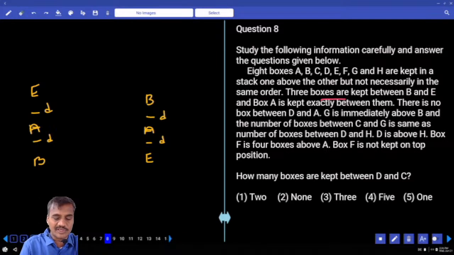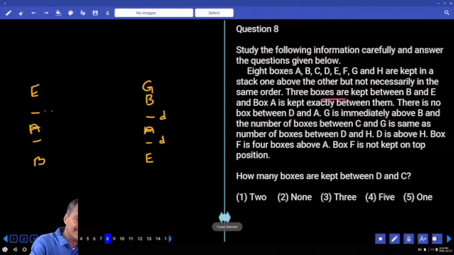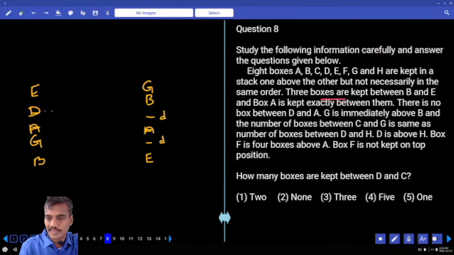G is immediately above B. G is here. Now in this case, G is immediately above B. Hence now we are able to fix G, and D must be adjacent. The number of boxes between C and G is the same as between D and H.